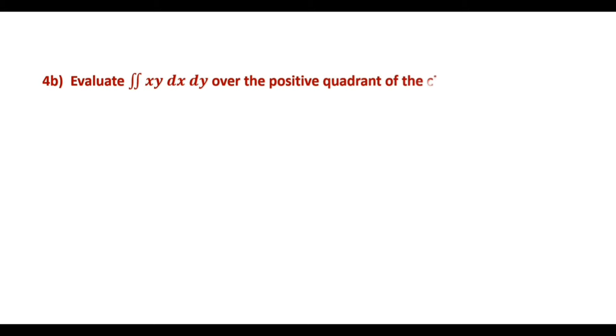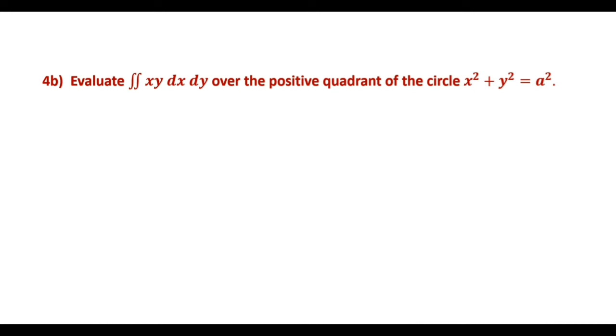Now you can see 4B, a 3 marks question. Evaluate the double integral xy dx dy over the positive quadrant of the circle x square plus y square equals a square. This is one of the problems which requires the transformation for simple evaluation. The positive quadrant means first quadrant.